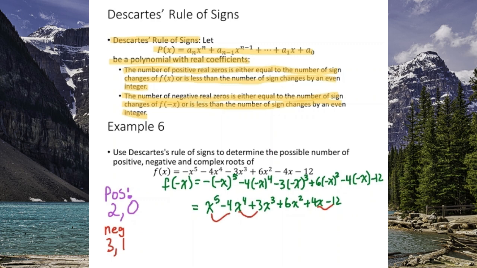What's great about knowing this is I'm guaranteed to have a negative zero. But the zero may not be rational. But at the very least, since I know I have to have a negative zero, it would be worth my time to guess and check the negative possible rational zeros first when applying the rational zero theorem.